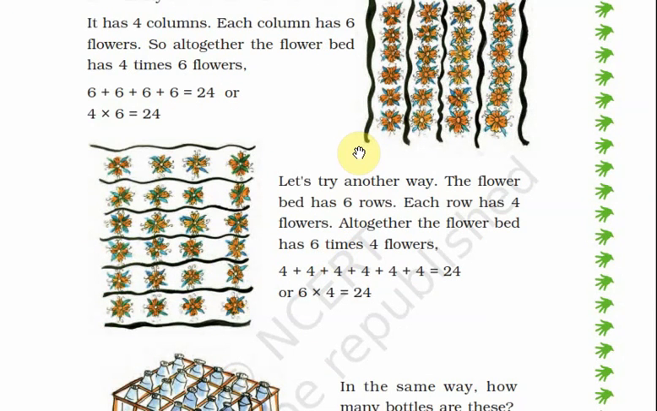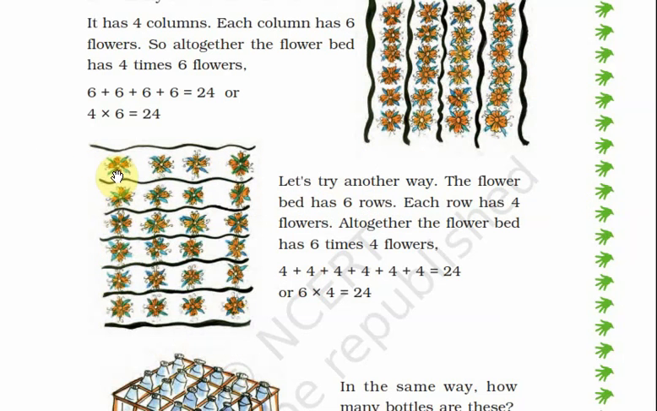Let us try another way. The flower bed has 6 rows. Here given column, in this flower bed here given rows. Okay, rows means this is row, horizontal way. This is row, and if it is vertical, that is column. If it is horizontal, that is row. So in each row there are 6 flowers. How many rows are there? 1, 2, 3, 4, 5, 6.